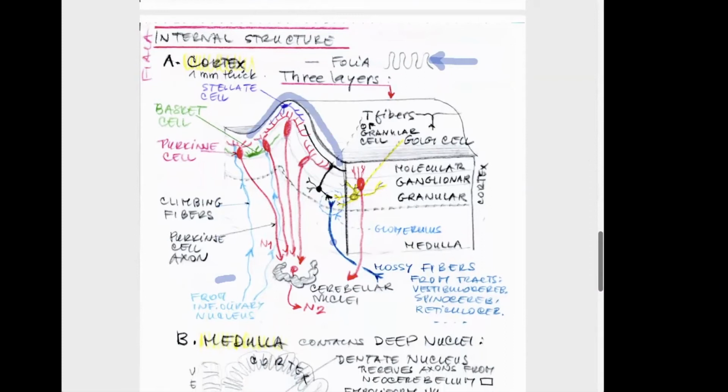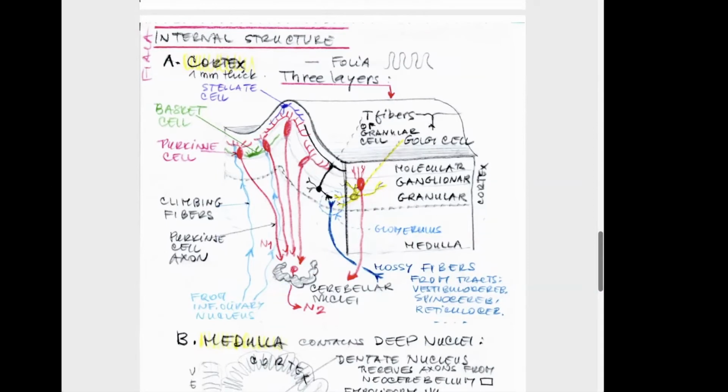They contain the cortex and medulla. So they consist of cortex. This is the cortical portion, cortex number one, and the deeper white matter, medulla, which contains the deep nuclei, as for instance the dentate nucleus. We will see on the next drawing.